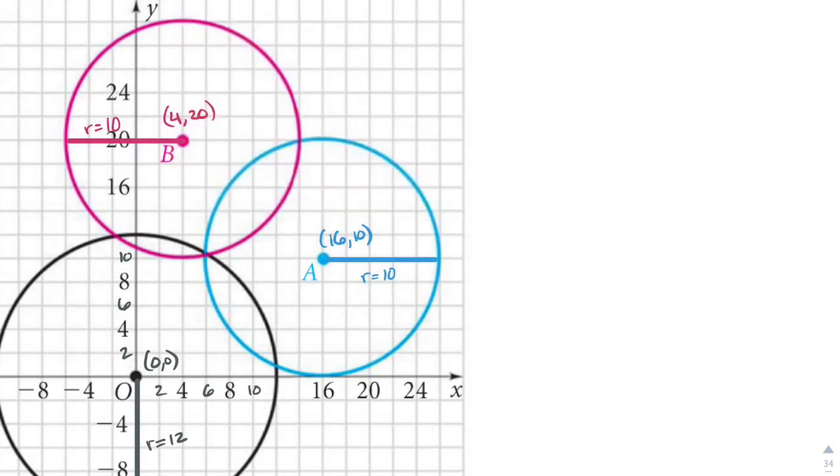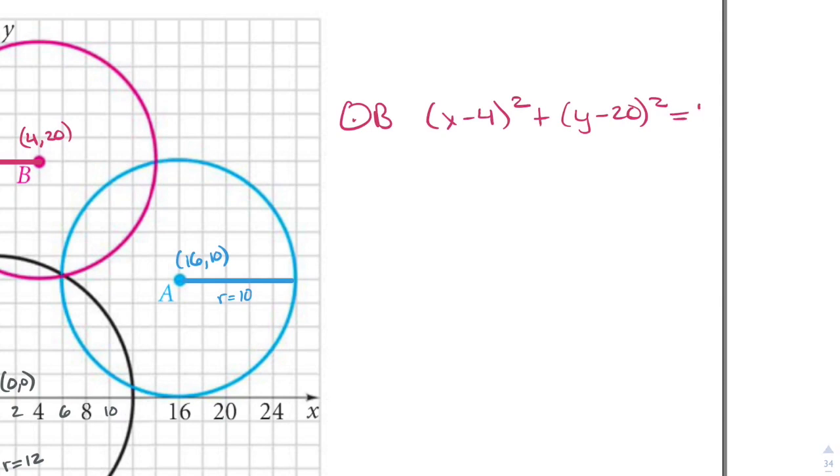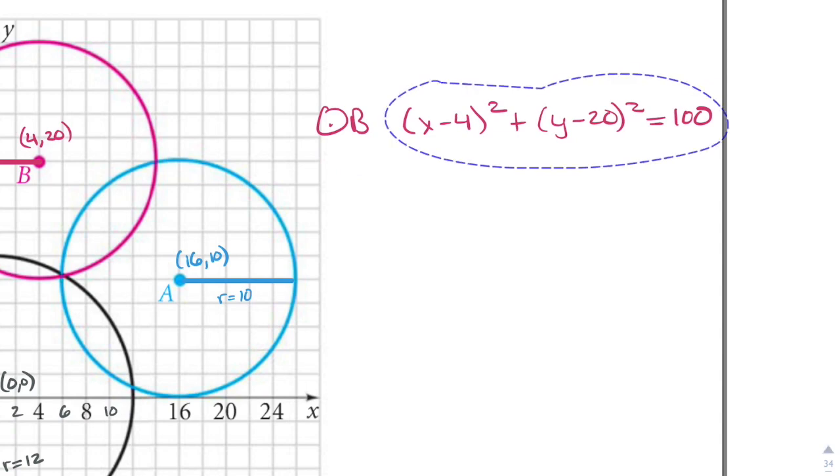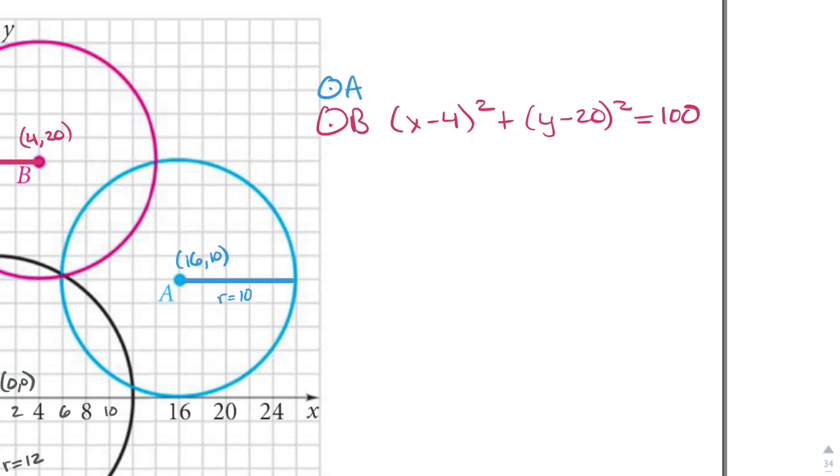So circle B is going to be x minus 4 squared plus y minus 20 squared equals 100, because remember again, it's r squared. Okay, circle A is going to be x minus 16 squared plus y minus 10 squared equals 100.